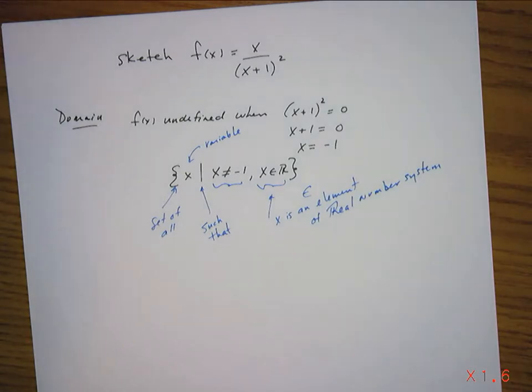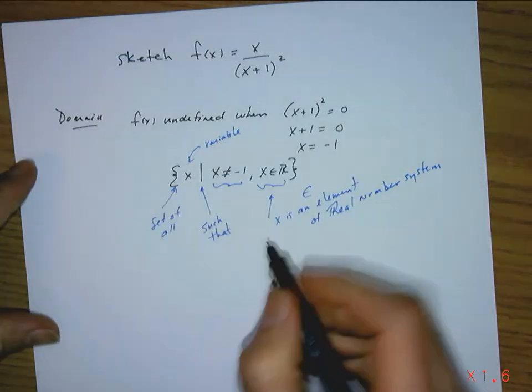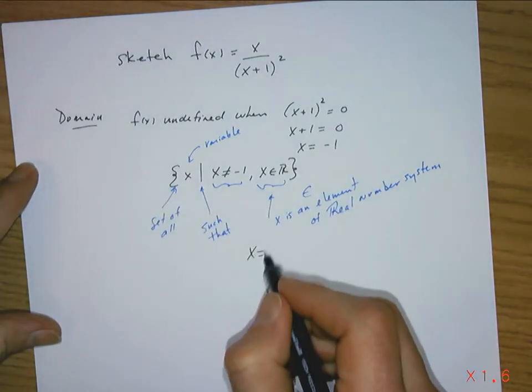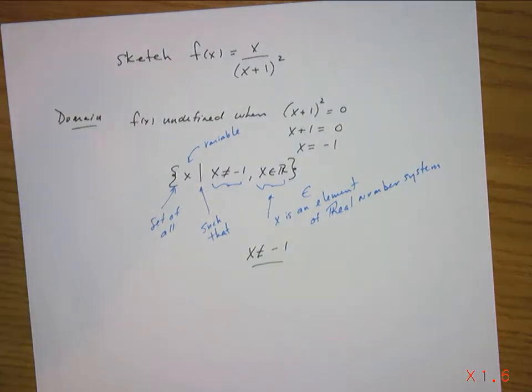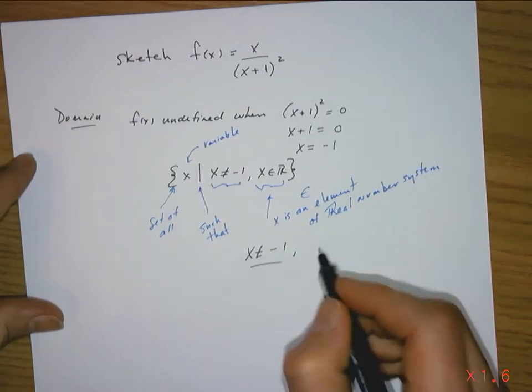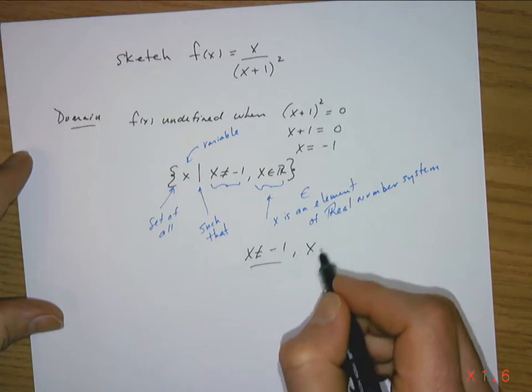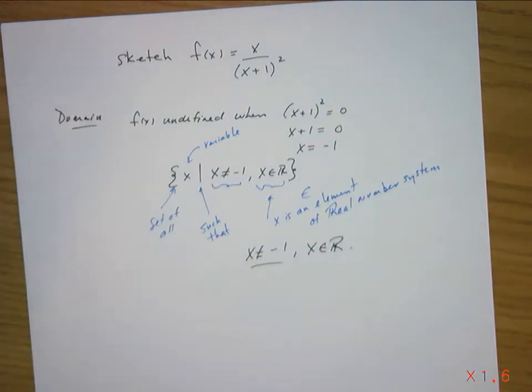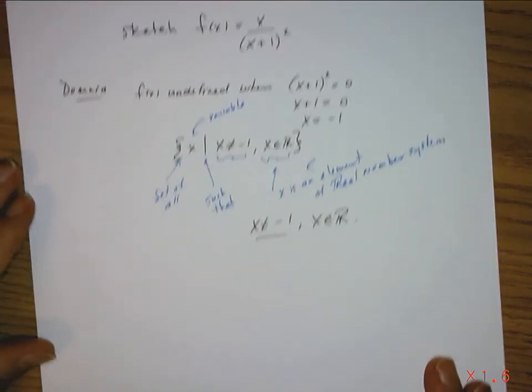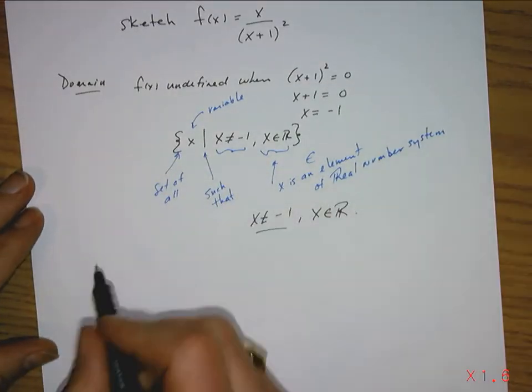Again, I'm not going to insist on it, but when someone asks you for the domain here, most likely you're just going to say x cannot equal negative 1. You might be a little bit more advanced than that. You might then say also x is a member of the real numbers, which is a nice idea. And there you go for domain. Okay, so what's next? Intercepts.